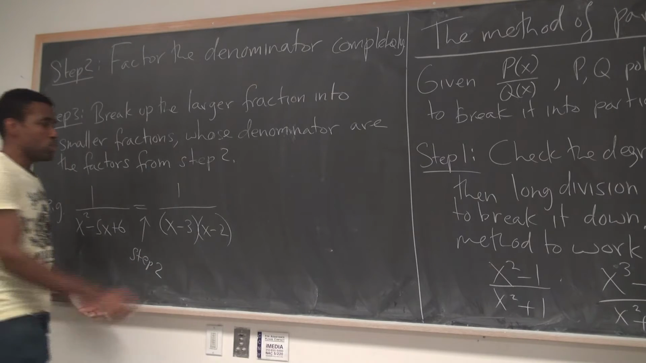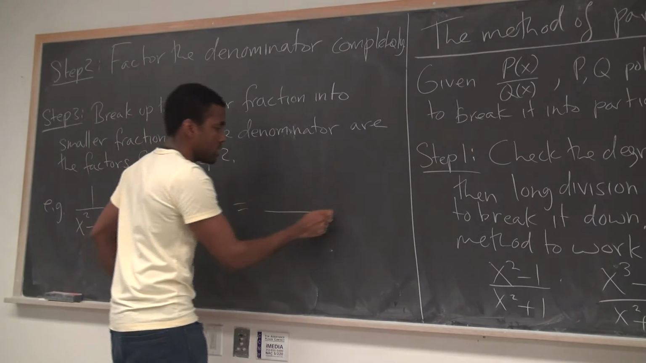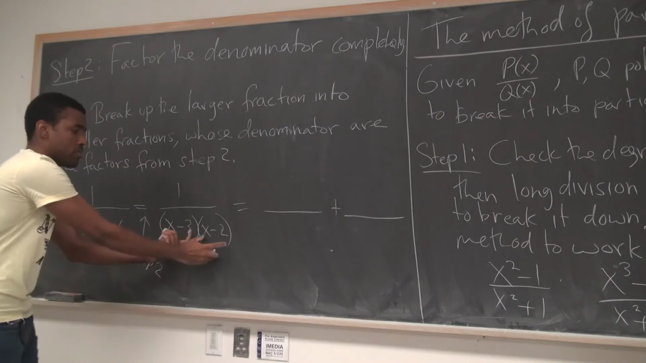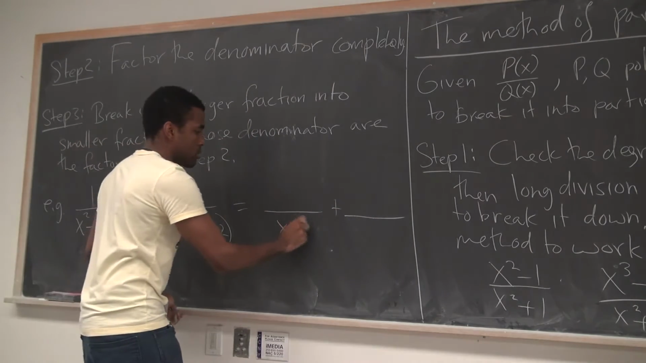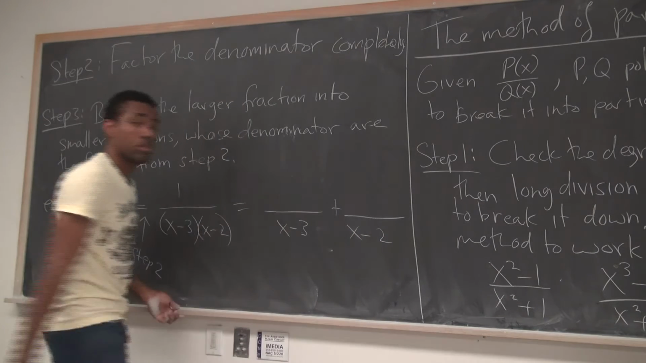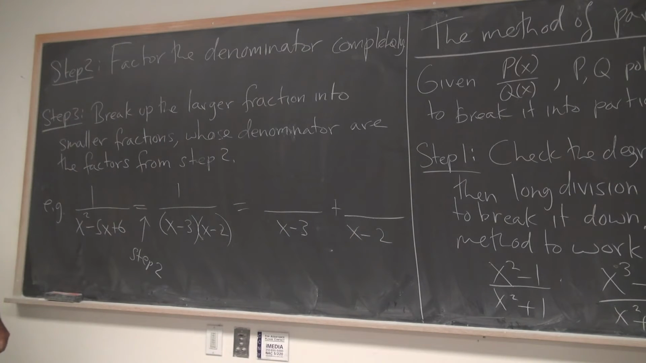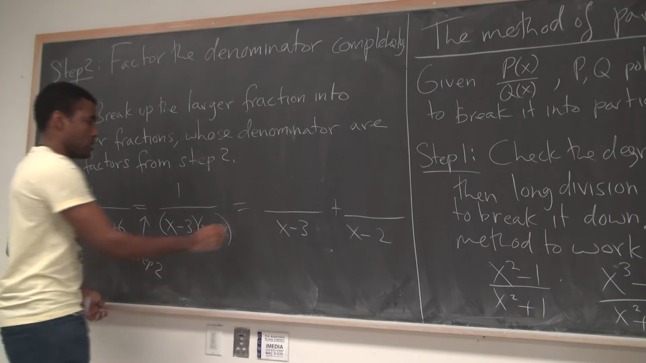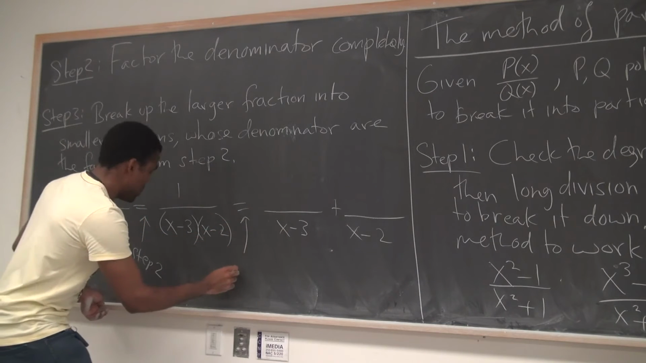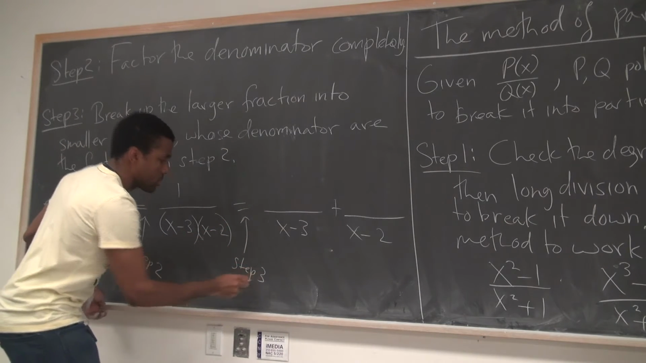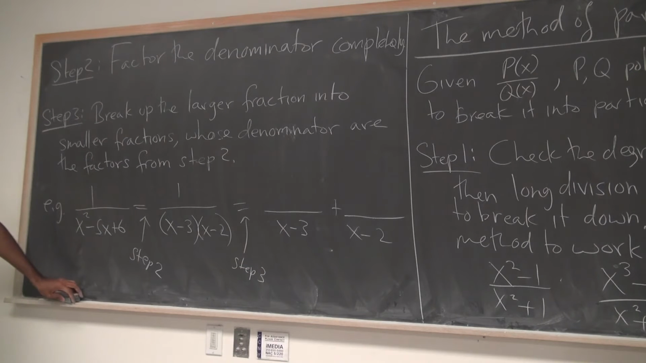And now what you do is break this up into 2 fractions, where each factor here gets to be a denominator, x minus 3 and x minus 2. So this is step 3.